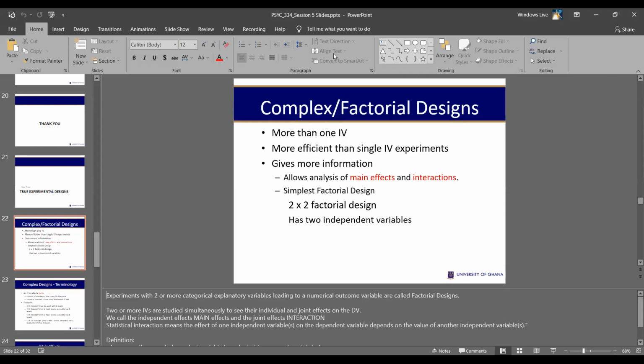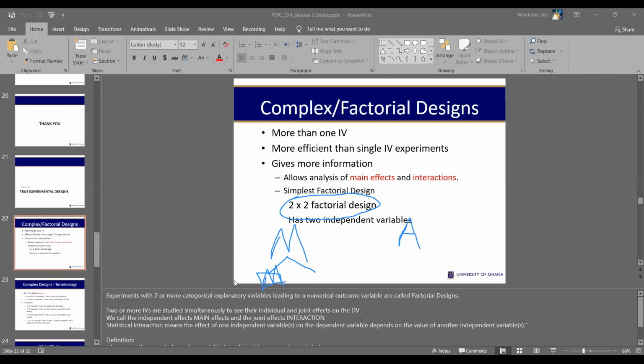Where's my annotation? Good. So let's say this is marijuana. Then this is alcohol. So the 2x2 here that you see, it implies that we divided participants into two conditions for marijuana. That's no marijuana.